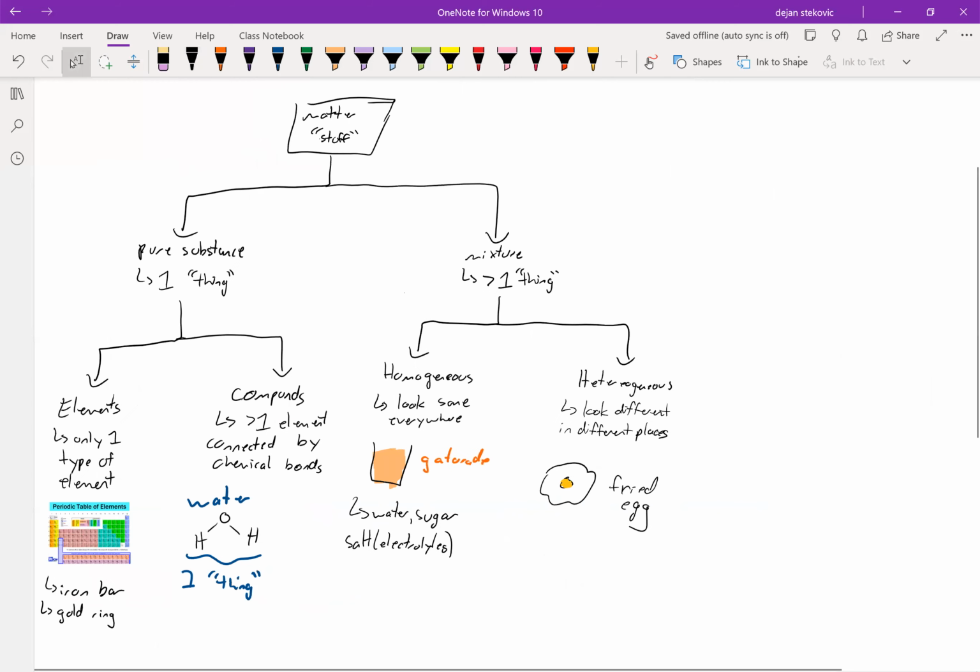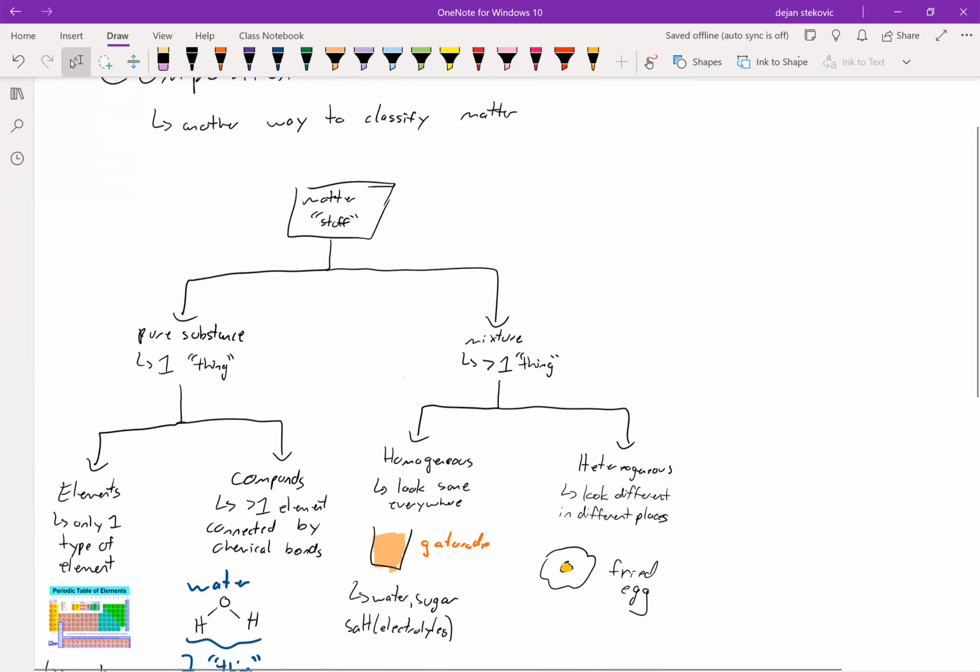So again, this is just another way to categorize materials. Not super important, but know the basics.